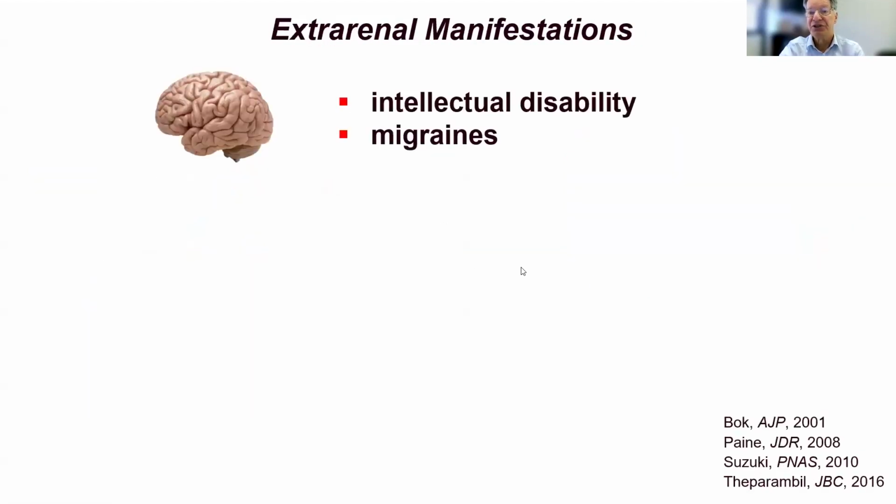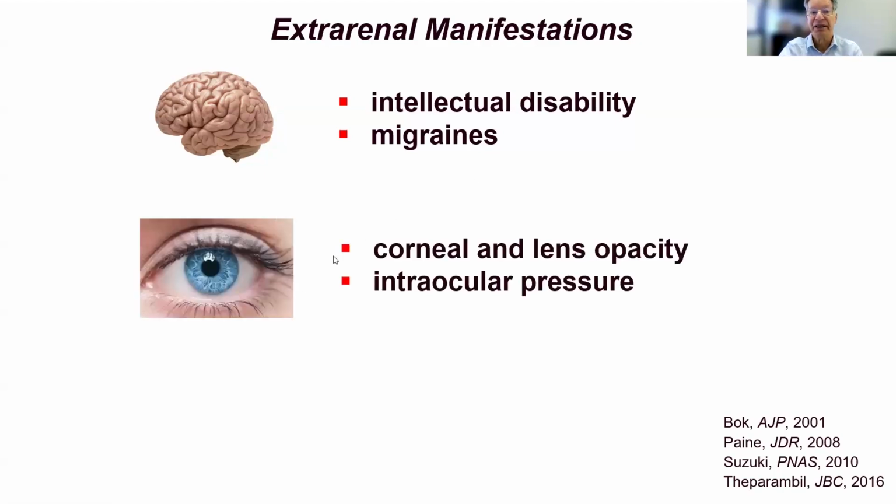So why do these patients get extrarenal manifestations? That's because NBCE1 is not just in the proximal tubule, it's in many organs in our body. It's in the brain in a number of locations. So exactly what is occurring is not clear, but they can get migraines and intellectual disability. It's in many parts of our eye, and I'll show a little bit of that. It's required to prevent the cornea from becoming opaque and the lens from becoming opaque. And it also affects your intraocular pressure.